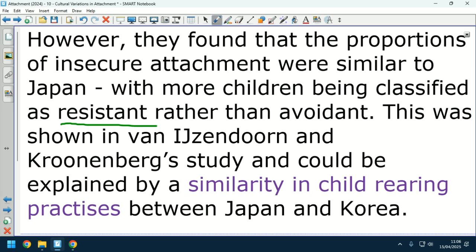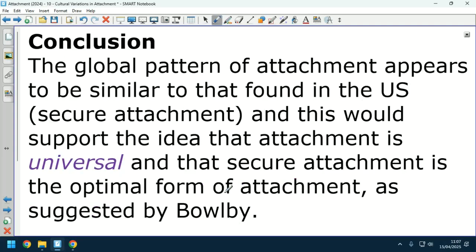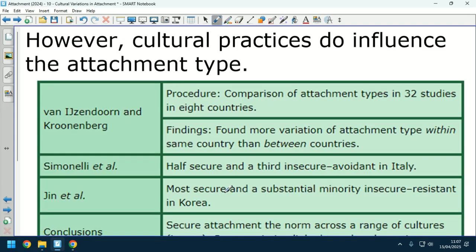And hopefully that will be clearer when we look specifically at the Takahashi study in a moment. Okay, so what we can conclude about cultural variations in attachment is that most attachment appears to be similar to the US, in that secure attachment is the most common. So therefore we could argue that secure attachment is universal. And as such it is possibly clear that Bowlby's research, which talks about how attachment types are important, suggests that having a secure attachment is optimal. But it could be that cultural practices do influence whether the attachment type changes over time.